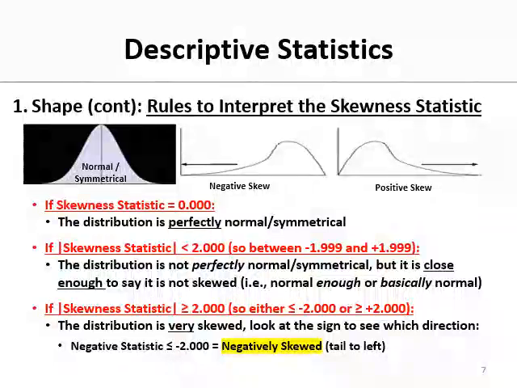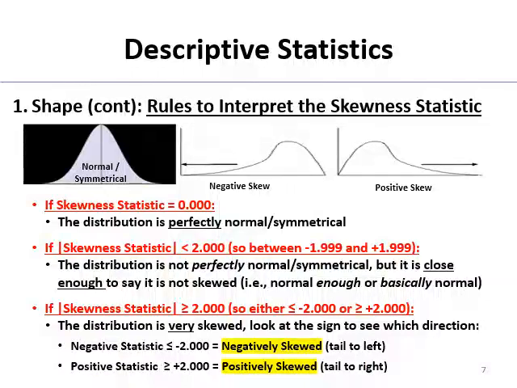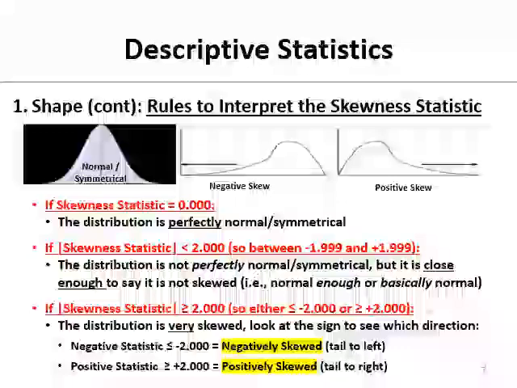If it's a negative sign, you've got a negatively skewed distribution where the tail's to the left. If you have a positive sign and it's 2 or bigger, you've got positive skew with a tail to the right. So again, look at the skewness statistic and take the absolute value, so ignore the sign. If it's less than 2, no worries. If its absolute value is 2 or greater, you've got a skewed distribution. Look at the sign. If it's negative, negative skew. If no sign, which just means positive, since it doesn't print positive signs, you've got positive skew.